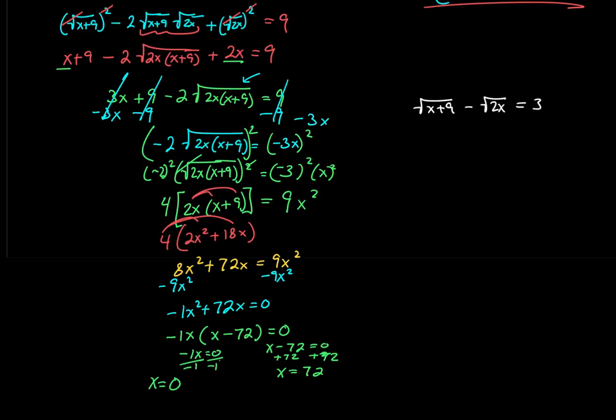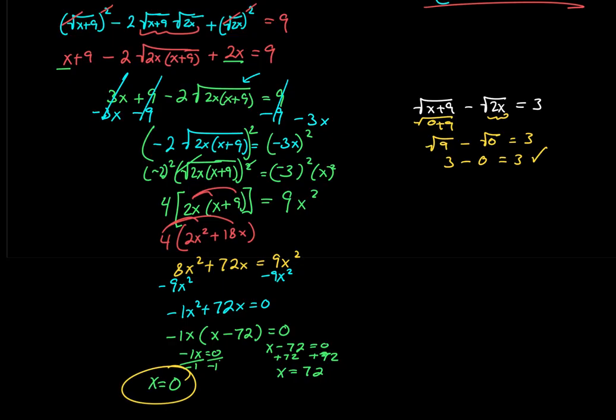So if I start by plugging 0 in, I'd have 0 plus 9, which is 9. The square root of 9. And then if I plug 0 into the second one, that's just going to turn into 0. So we'll have the square root of 0 is the square root of 9 minus the square root of 0, 3. Square root of 9 is 3, and square root of 0 is 0. So 3 minus 0, that is indeed 3. So 0 works as a possible solution.